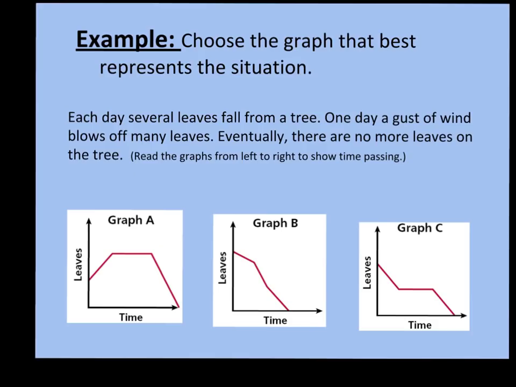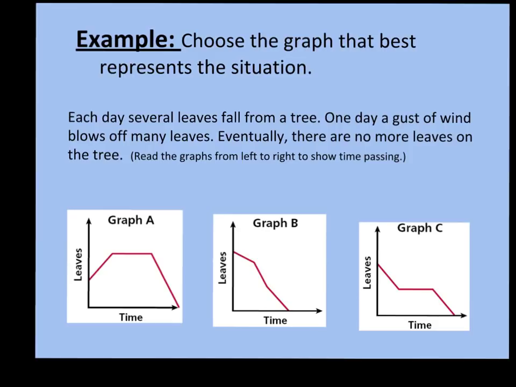Okay, first example. This is found in your notes, so follow along. Choose the graph that best represents the situation. So each day there are several leaves falling from a tree. One day a gust of wind blows off many leaves. Eventually there are no more leaves on the tree.